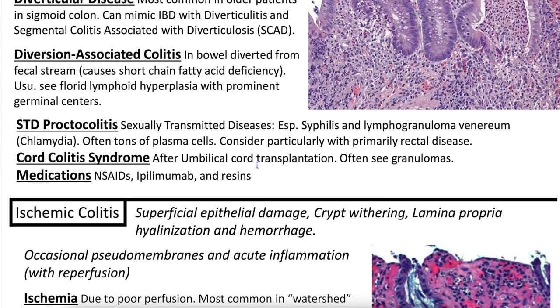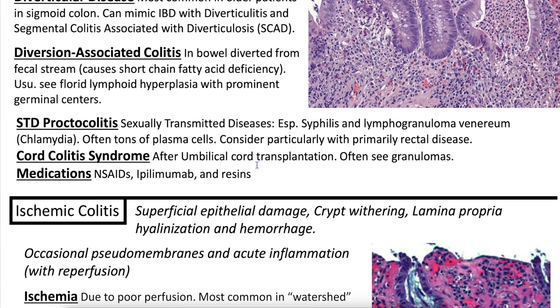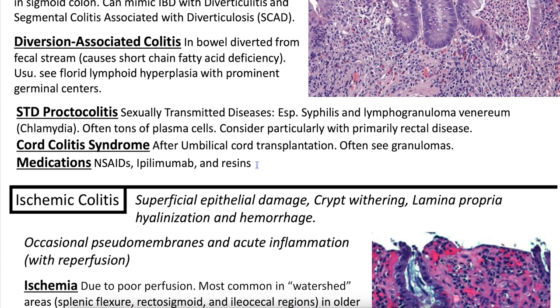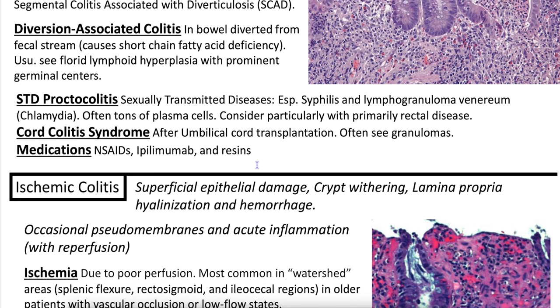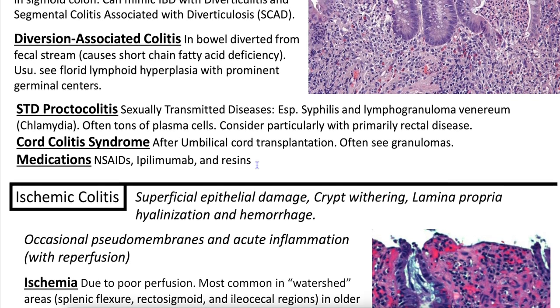STD proctocolitis in the setting of sexually transmitted diseases like syphilis, lymphogranuloma venereum, chlamydia. Often tons of plasma cells, and considered particularly with primarily rectal disease. Cord colitis syndrome, and this is after umbilical cord transplantation, often see granulomas. And medications, NSAIDs, ipilimumab, and resins.